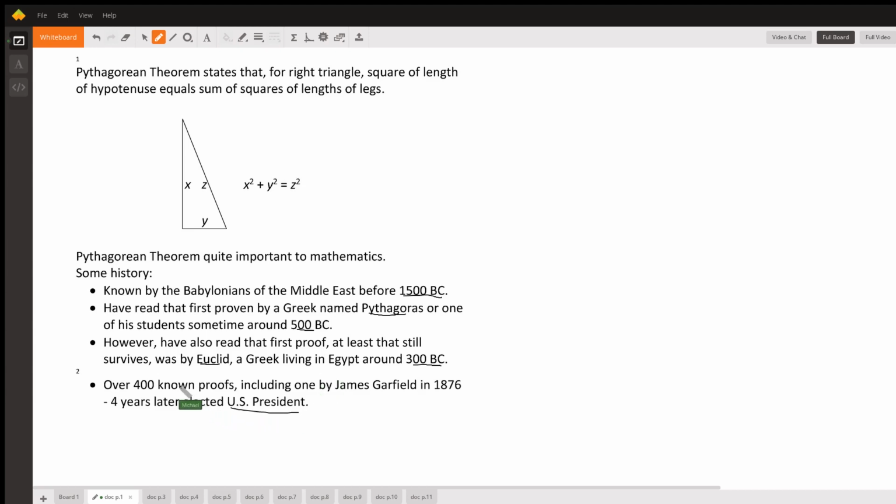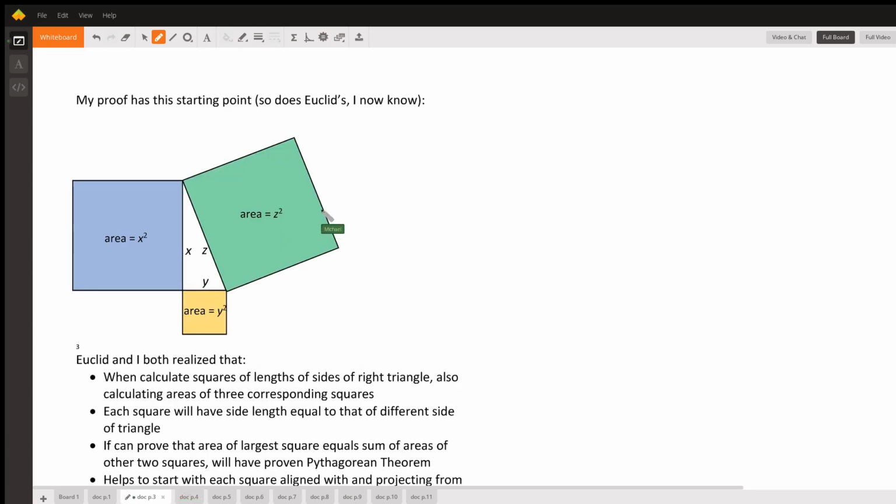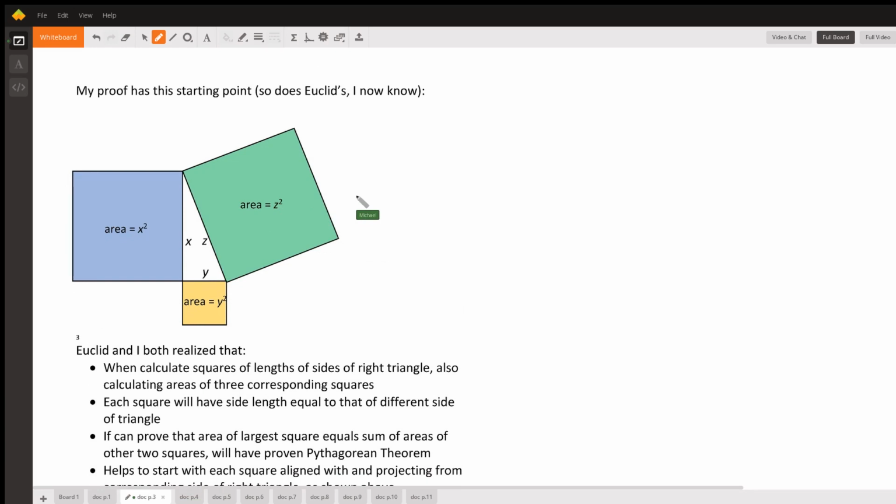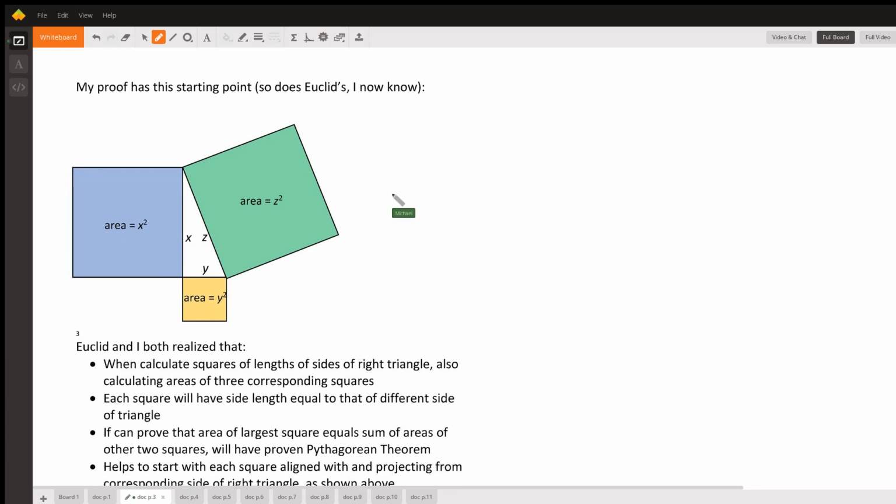There's over 400 known proofs, it turns out, so probably somebody's already done the one I'm going to show you, including one by James Garfield in 1876. That's significant because 4 years later he was elected U.S. president. So my proof has this starting point. So does Euclid's, I now know.